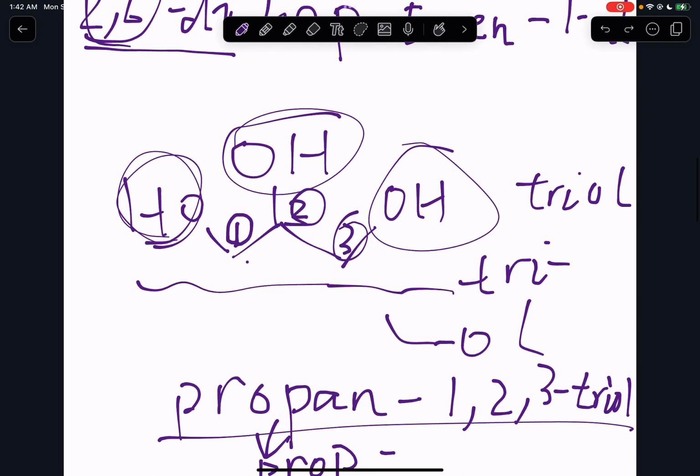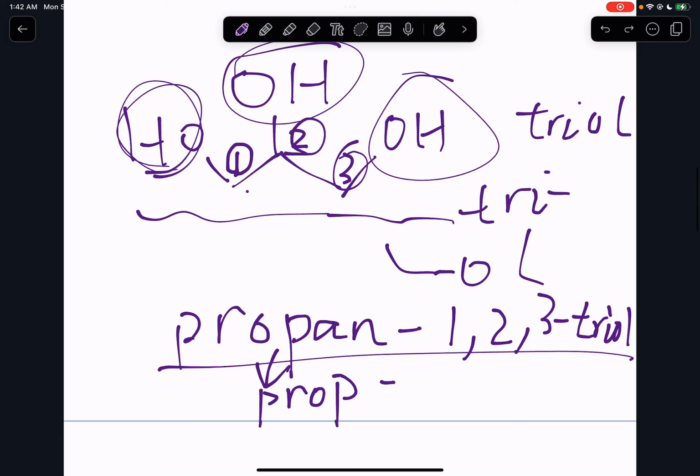And for the fourth one, which is the last one, we have propane dash 1, 2, 3 dash triol.